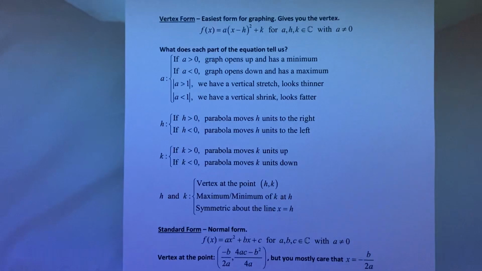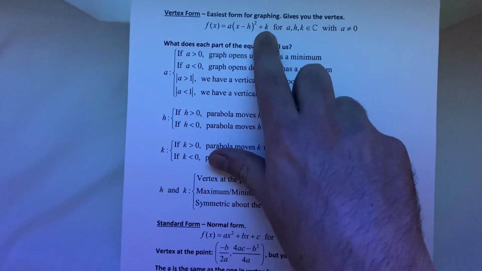The easiest form for graphing is vertex form, which is f of x equals a times x minus h squared plus k, because it gives you the vertex. For our purposes, that's usually pretty valuable to find the maximum or minimum, because the max or min automatically occurs at the vertex, and that's at h, k.